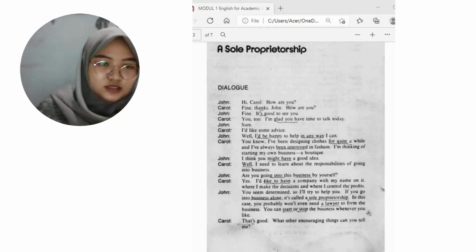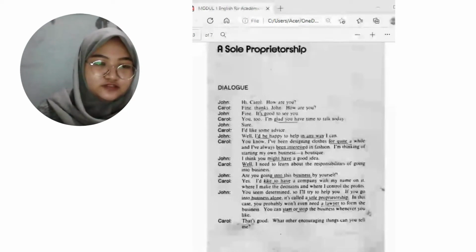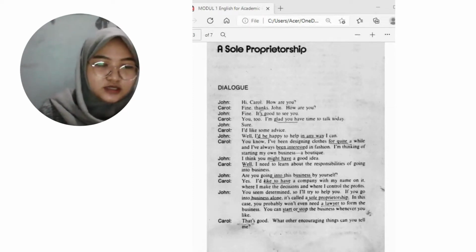An example is a dialogue composition by John and Carol.